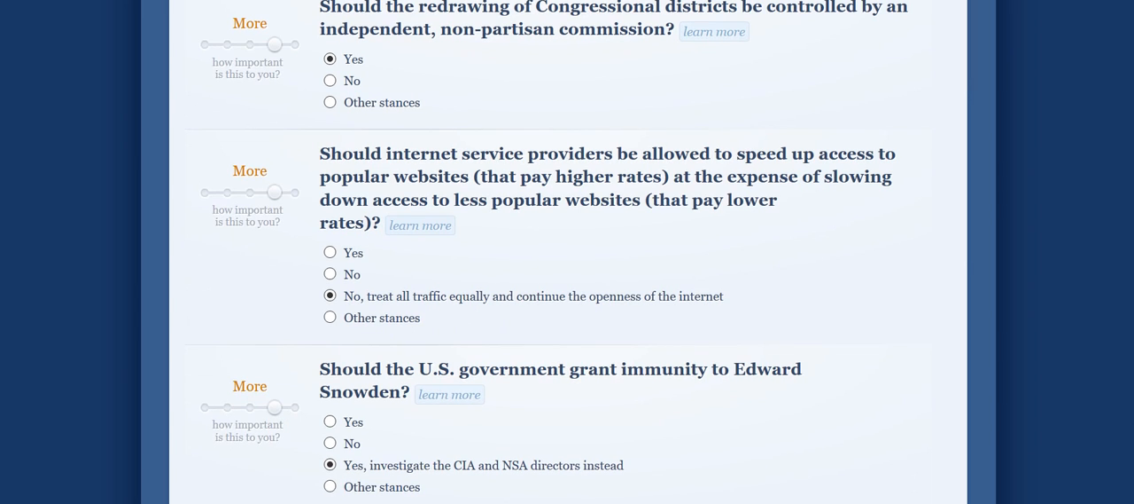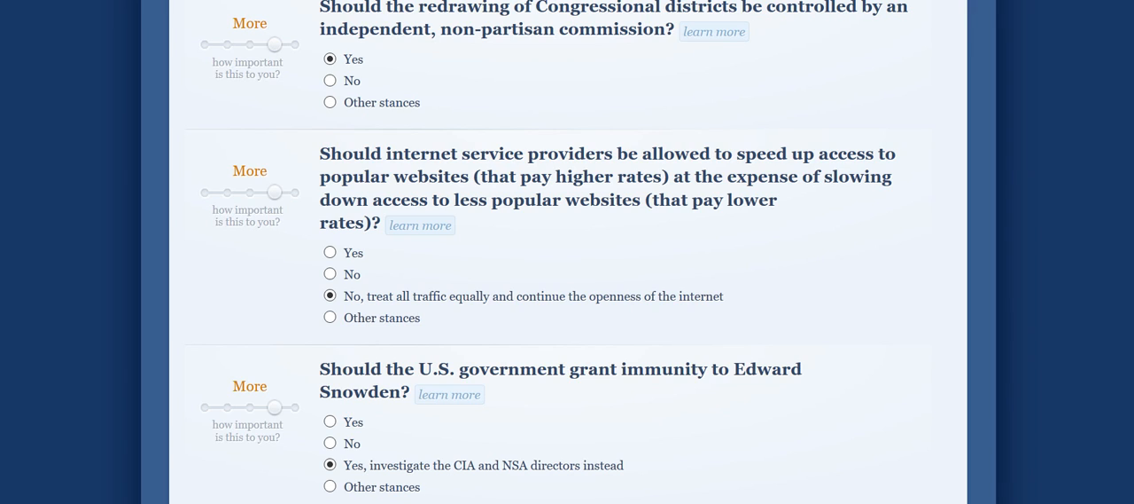Should internet service providers be allowed to speed up access to popular websites? So this is the net neutrality idea. At the expense of slowing down access to less popular websites. I put no, treat all traffic equally and continue the openness of the internet. So in other words, my position is full net neutrality. The opposite would be horrific.